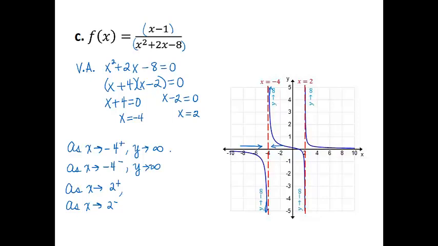As x approaches 2 from the right, so on the right side of 2, the function is going up very, very close to that vertical line x equals 2. So we say y is approaching infinity. And as x approaches 2 from the left, on the left side of that vertical line, we see that the graph is going down. And so we say y is approaching negative infinity.